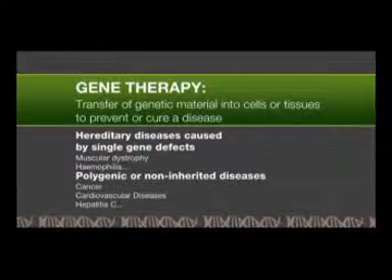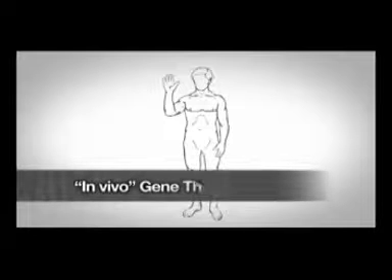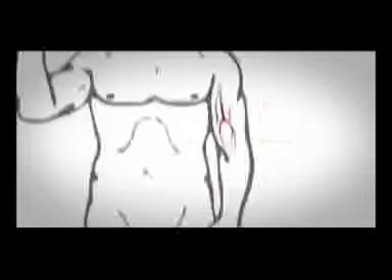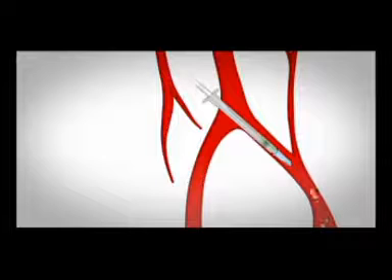We can distinguish two types of approaches in gene therapy. In vivo gene therapy is based on the introduction of a therapeutic gene into a vector which is then administered directly to the patient. This vector will transfer the gene of interest in the target tissue to produce the therapeutic protein.